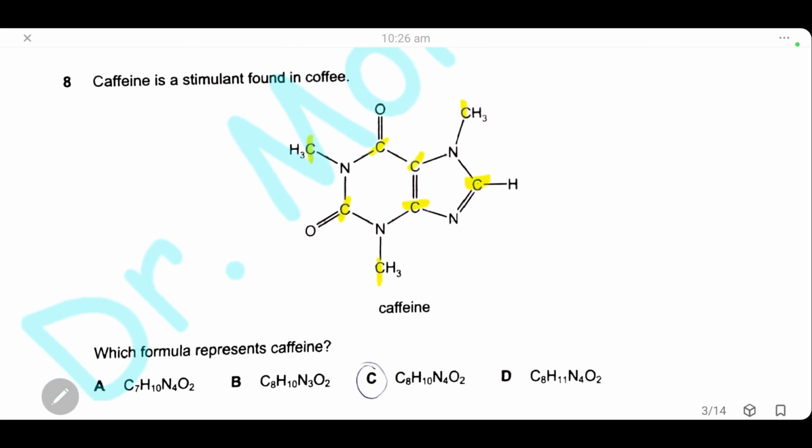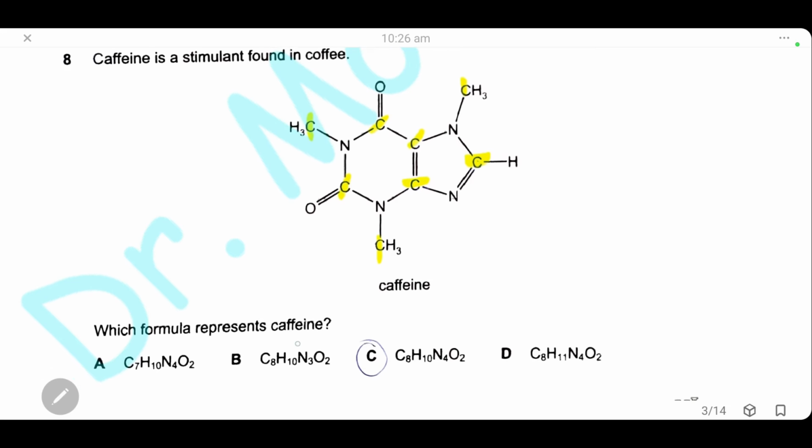Question 8. Caffeine is a stimulant found in coffee. Which formula represents caffeine? Here we want the molecular formula, and the molecular formula is written by the number of each atom present in the compound.